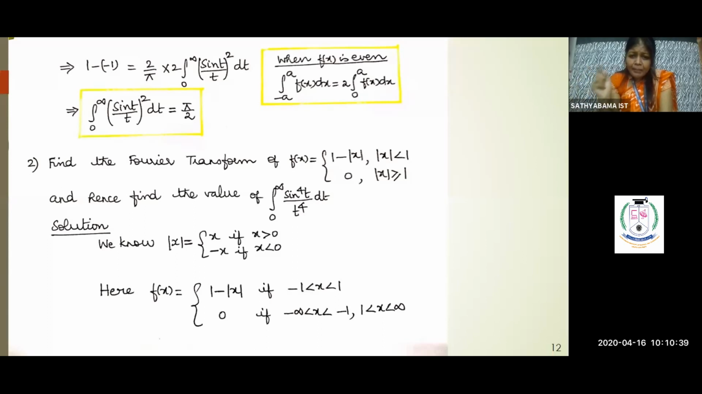Now you tell me, mod x less than 1 means what? Minus 1 to plus 1, isn't it? Instead of a, you have 1. That is all. What does mod x less than 1 stand for? Minus 1 to plus 1.